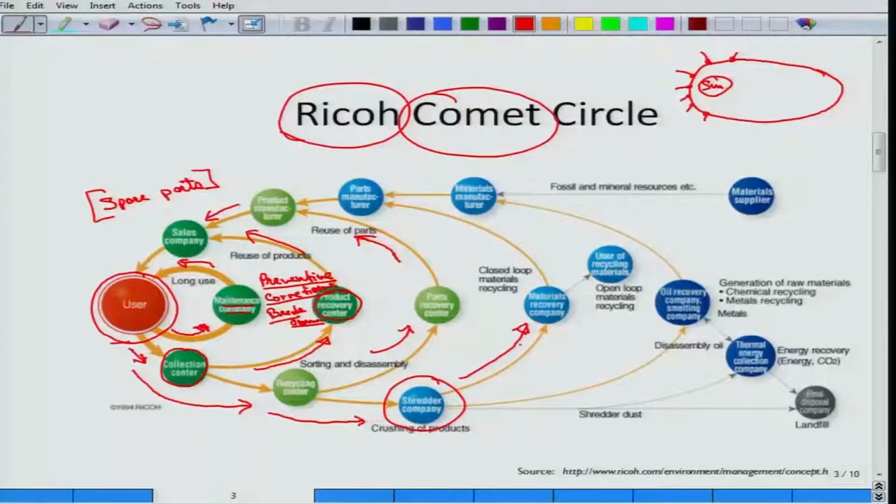The shredder company would send some of the portion to the material recovery company. The material recovery company can again send it to the parts manufacturer here, right. The parts manufacturer could again send it to the product manufacturer, which could again go to sales and the user. So, the user of recycled materials uses some of the parts here.